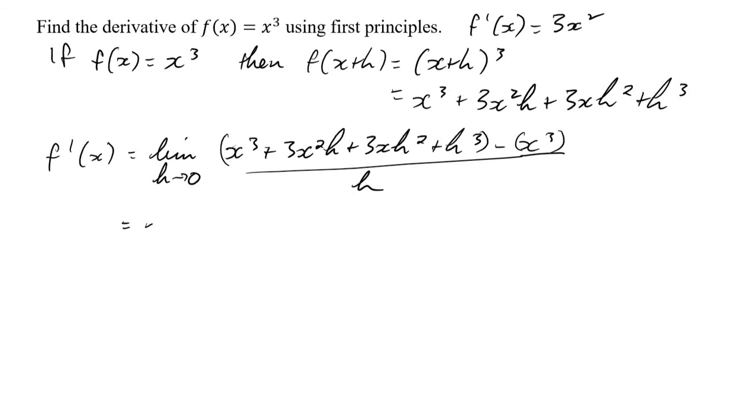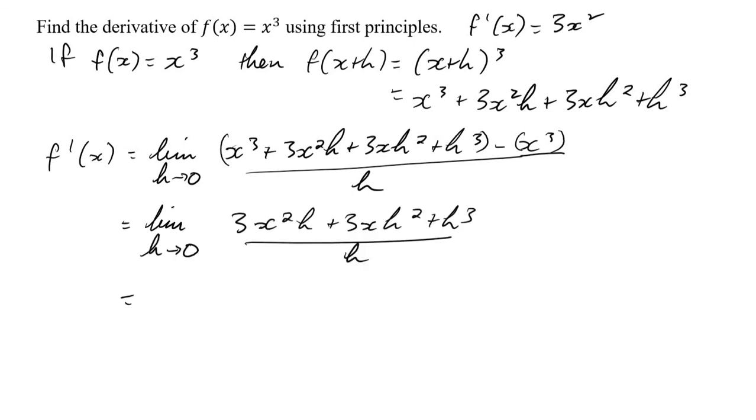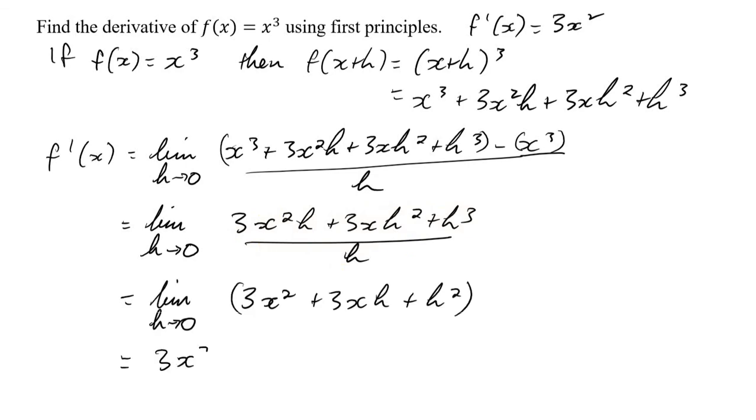And we can simplify that numerator, and we can substitute in 0. However, there's a problem. If we substitute in 0, we end up dividing by 0, which of course cannot be done. However, this expression can be simplified. Now we can substitute in 0, which of course is 3x squared.